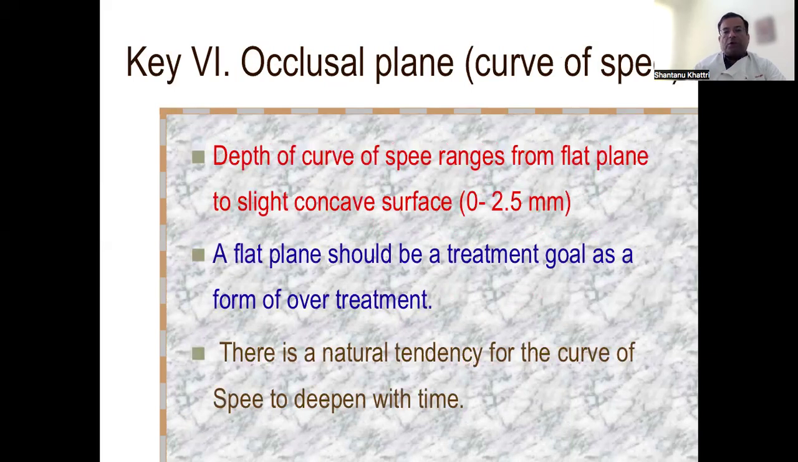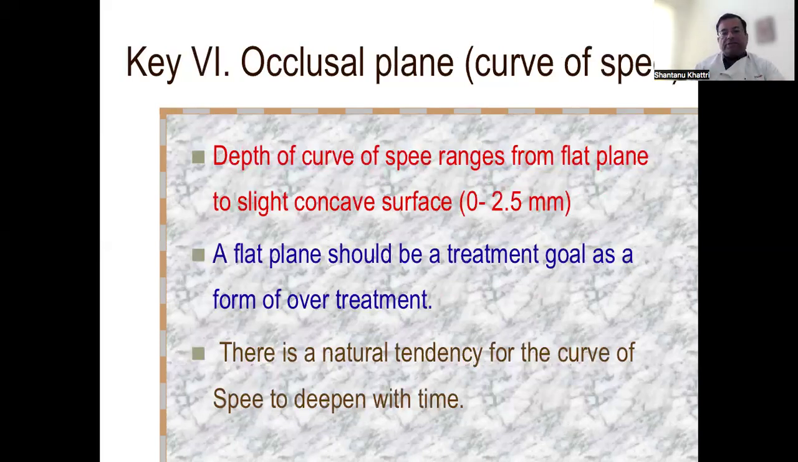Key 6 is the occlusal plane, that is the curve of Spee. The depth of the curve of Spee ranges from a flat plane to a slightly concave surface, that is 0 to 2.5 millimeters, which is the normal range of the curve of Spee. A flat plane should be treated as a goal, as a form of overtreatment.